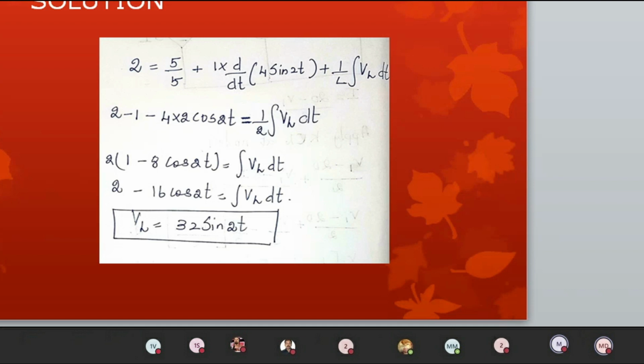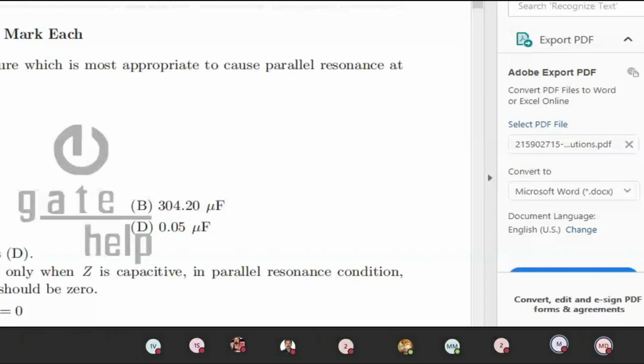Okay. Now let us proceed to another problem. The value of impedance in the figure which is most appropriate to cause parallel resonance at 500 hertz. You have 2 henry and an impedance in parallel, together in series with 5 ohms.